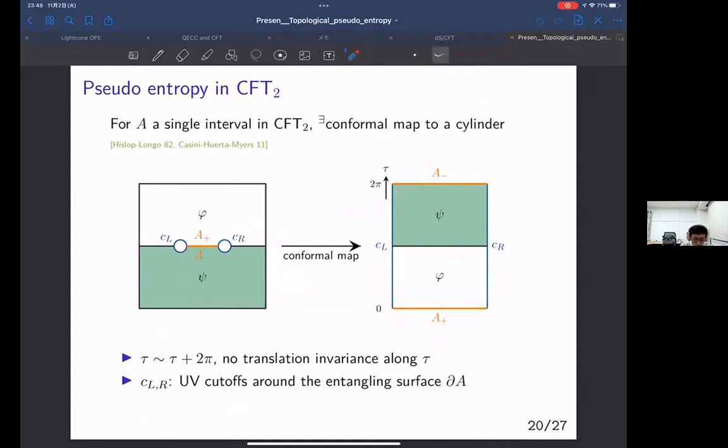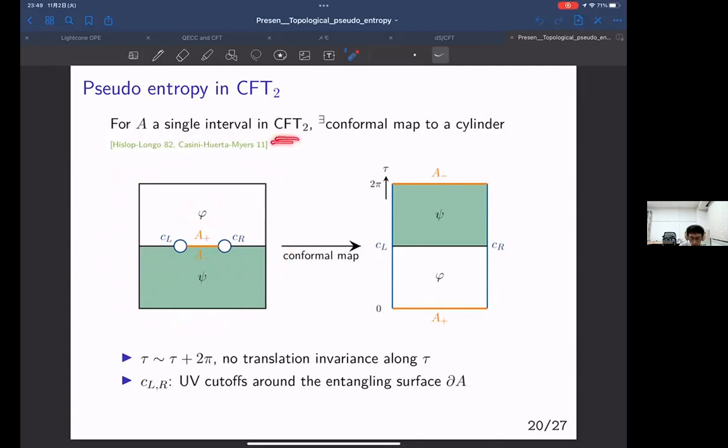Now let me focus on 2D CFT. I want to consider a single interval region. This is the region A and this part is the region B. We are considering the pseudo-entropy. I'm considering Euclidean time evolution, where the lower part is the state psi and the upper part is the state phi. We are interested in the pseudo-entropy for such a setup.